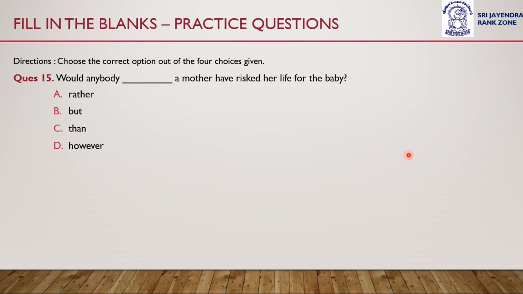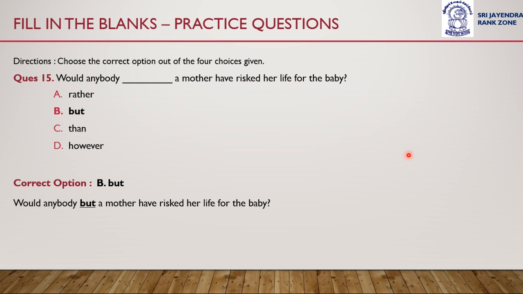So the correct answer is, would anybody but a mother have risked her life for the baby? Okay, this is the correct option. Option A is rather, option B is but, option C is then, and option D is however. And but is the only suitable word. Option B, but, is the correct option. Let us move on to question number 16.